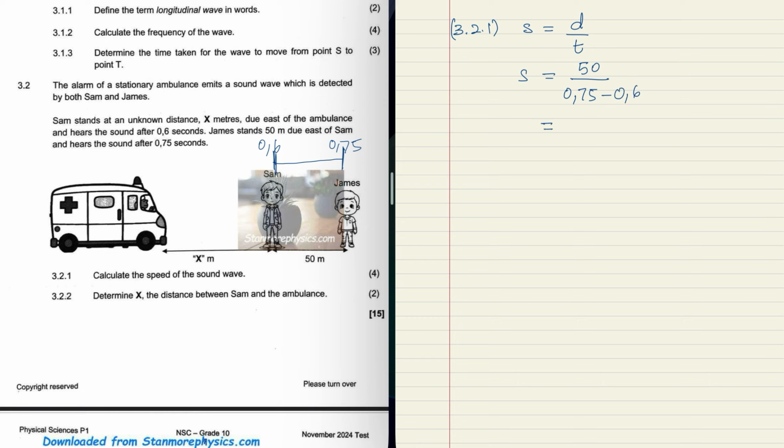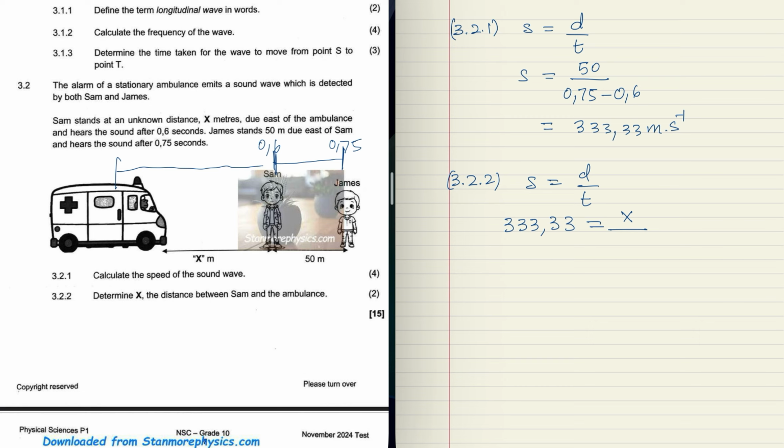Question 3.2.2 says, determine x, the distance between Sam and the ambulance. Now here we can simply say speed is equal to distance divided by time. We've calculated the speed as 333.33, and that's equal to the distance x divided by the time it takes to go from the ambulance to Sam, which is 0.6. So distance is equal to 200 meters.